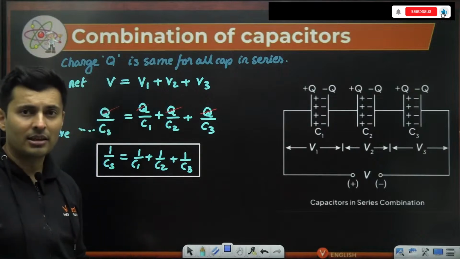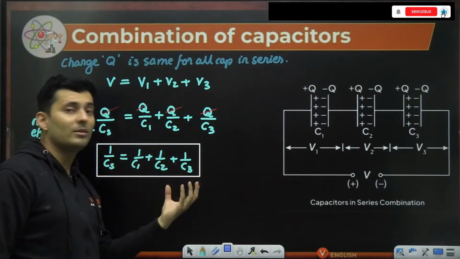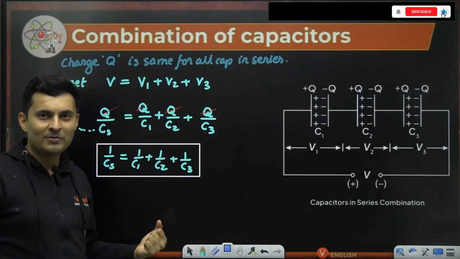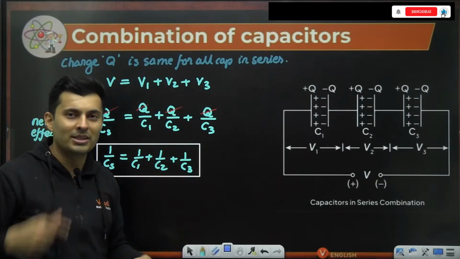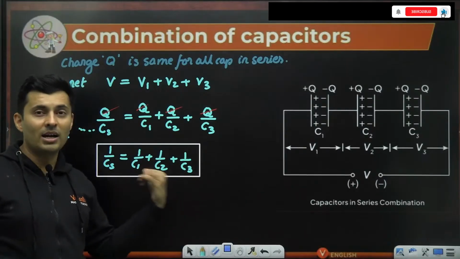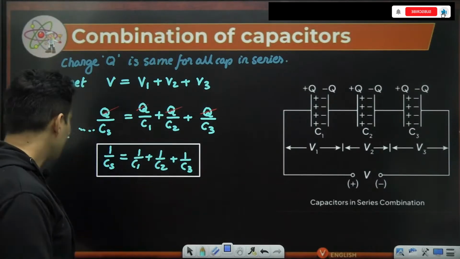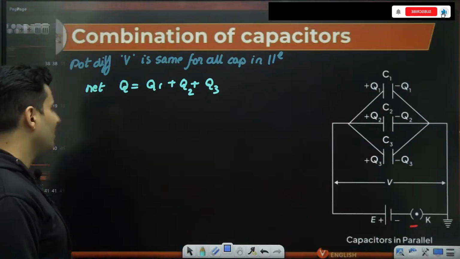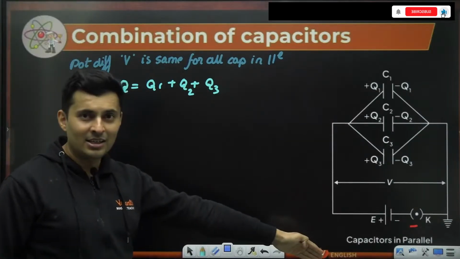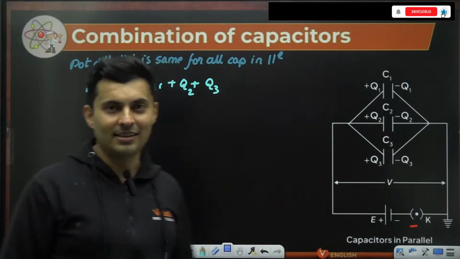And interesting thing is, capacitors are in series, but the formula is looking like resistors in parallel. So it's exact opposite. For resistors in parallel, this is how the formula looked like, 1 by R1 plus 1 by R2. But actually the capacitors are in series. So no points to guess. For capacitors in parallel, the formula will end up looking like resistors in series.